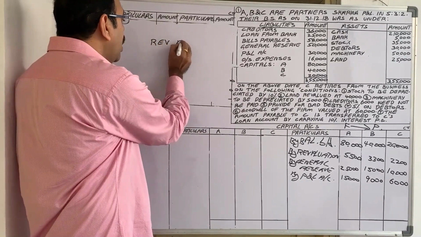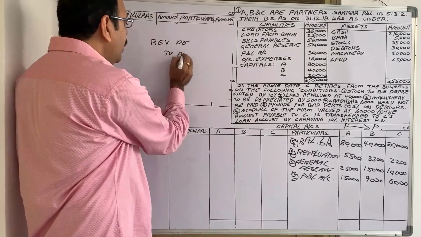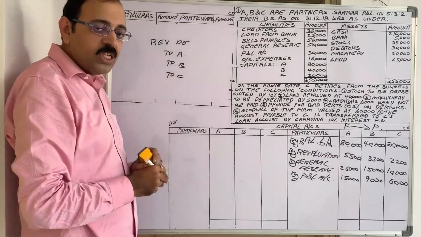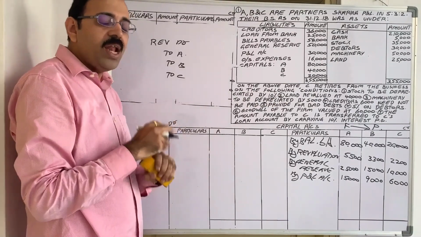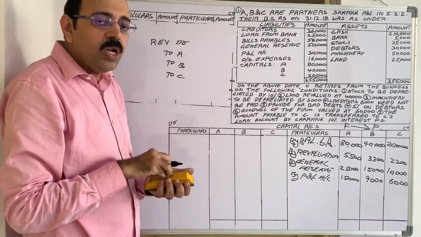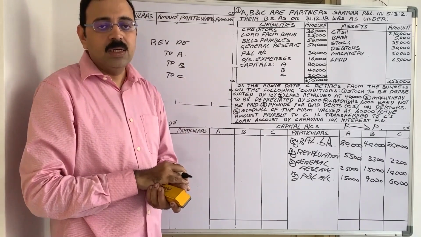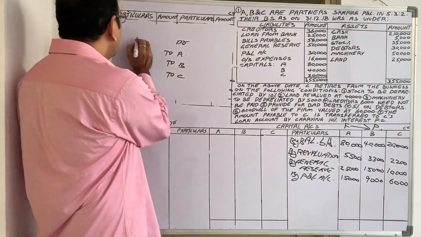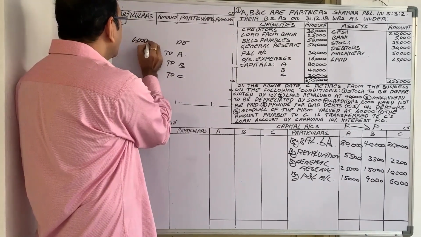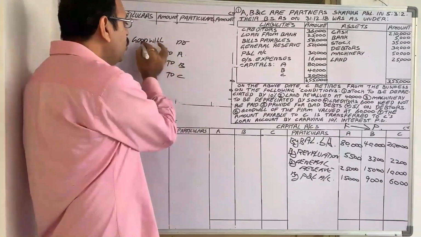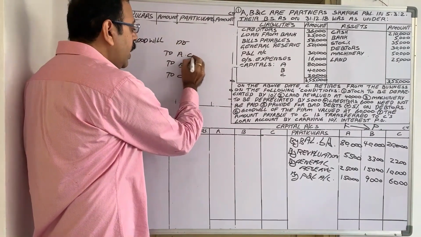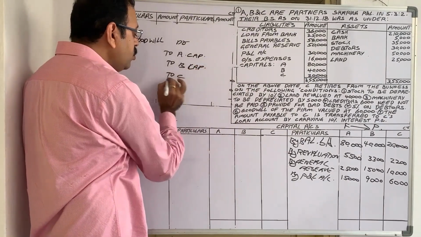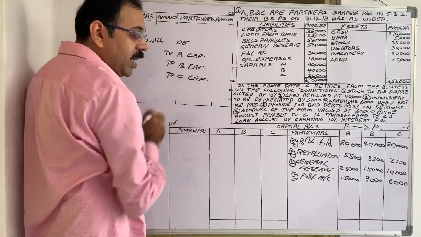Revaluation account debit to A capital, B capital, C capital. This is the entry now. Instead of revaluation profit, now you want to distribute goodwill to partners. In that case, replace the revaluation account with the goodwill account. Goodwill account debit to A capital account, B capital account, C capital account.